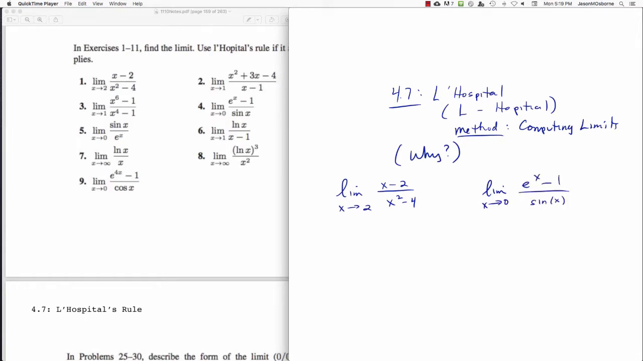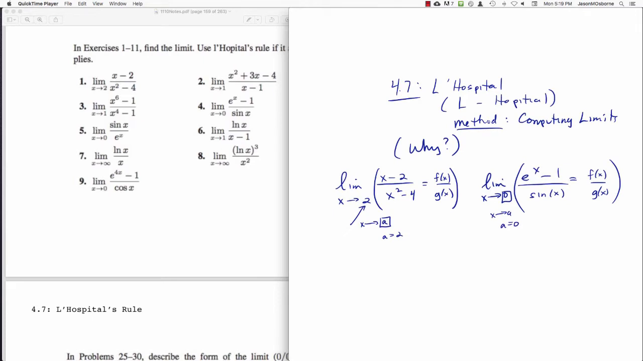These two limits have something in common. They are both limits where the function that you're taking the limit of is a quotient of two functions. And we are computing a limit as x approaches a, some number. In this case, a is equal to 2, and in this case, a is equal to 0. Both of these problems have the numerator evaluated at 2 equal to 0, and the denominator evaluated at 2 equal to 0.